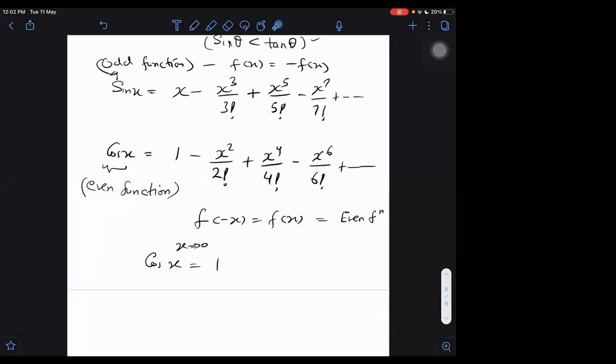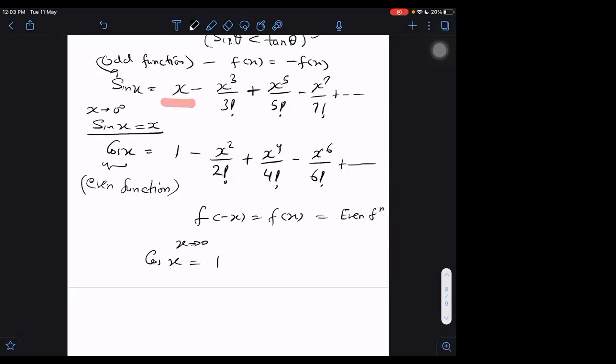Okay. And when theta is small, then again actual value of sin theta is not equal to theta. Actual value of sin theta is theta minus theta cube by 3 factorial plus theta 5 by 5 factorial, but we can neglect the higher order terms. So approximately only for small angles. When x is tending to 0, then only approximately sin x will be equal to x, not always. Okay.